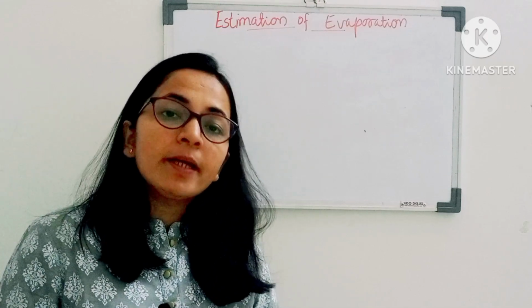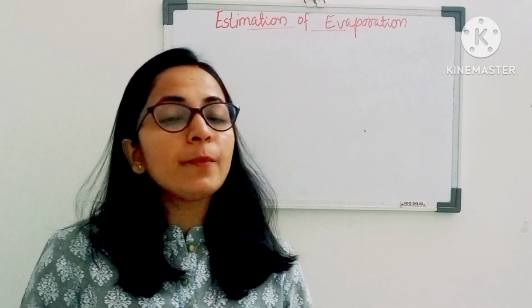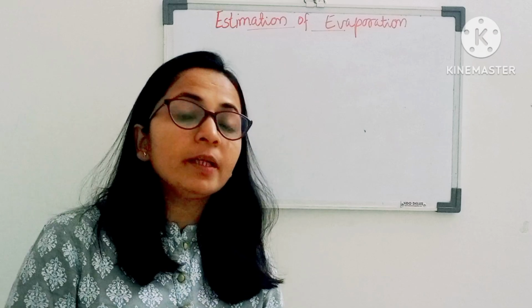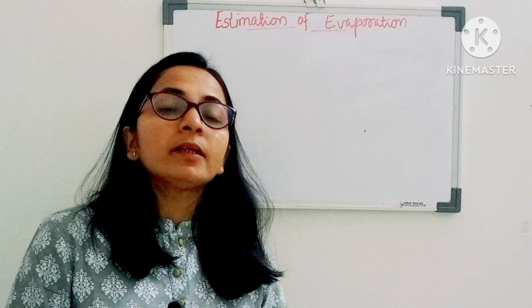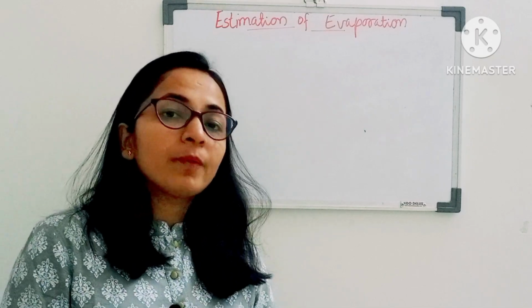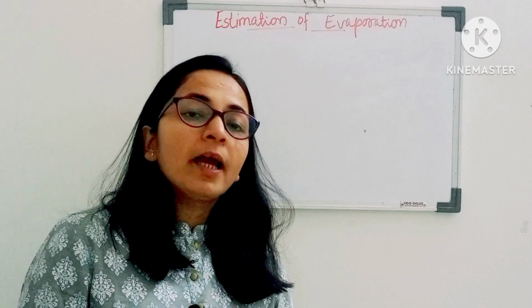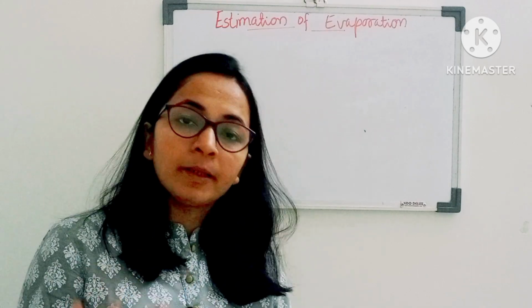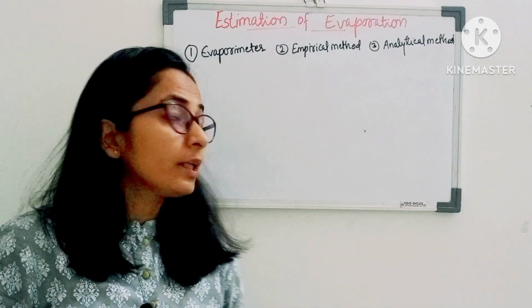How do we estimate the evaporation? There are three methods to estimate evaporation. First one is the evaporimeters, second one is the empirical methods, and third one is the analytical methods. In today's class, we will discuss the evaporimeter, and in the next class we will discuss the analytical and empirical methods. So what is an evaporimeter?